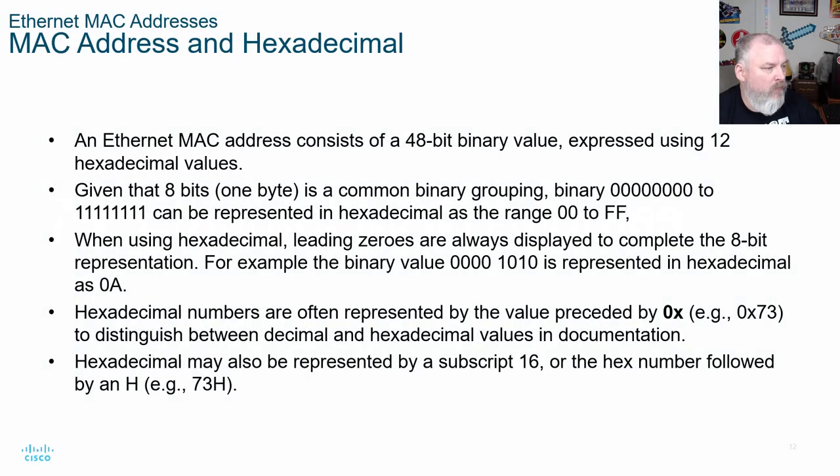Ethernet MAC address. An Ethernet MAC address consists of a 48-bit binary value. It's expressed using 12 hexadecimal values. So given that 8 bits is 1 byte, is a common binary grouping. So binary 00000000 to 11111111 can be represented in hexadecimal as the range of 00 to FF. So see, you can take this binary number and break it down into just 2 digits. So now you're only sending 2 digits across instead of all of these. You know, it's just easier to read, and it's less processing to use smaller numbers.